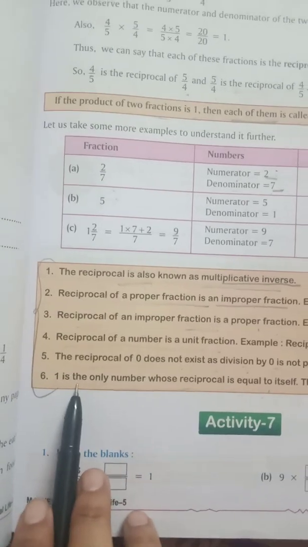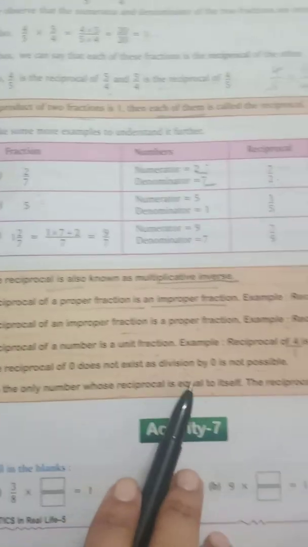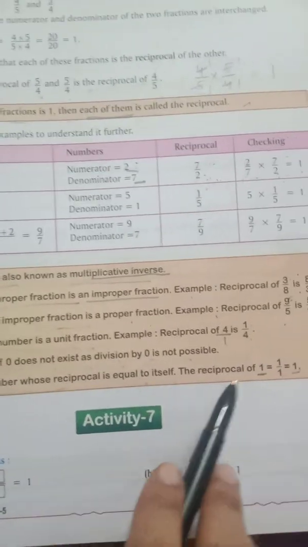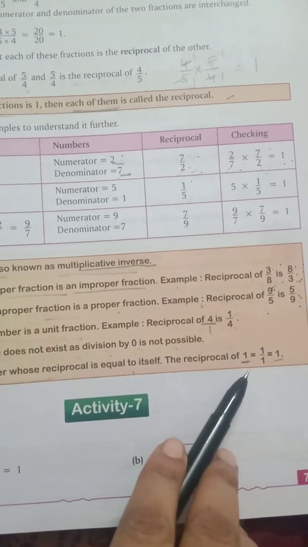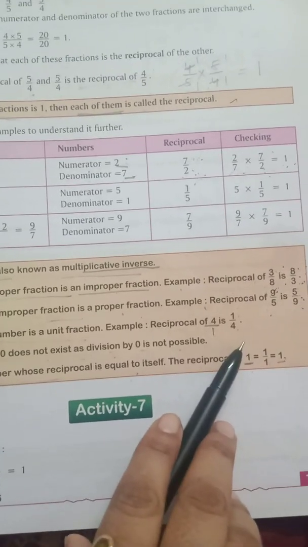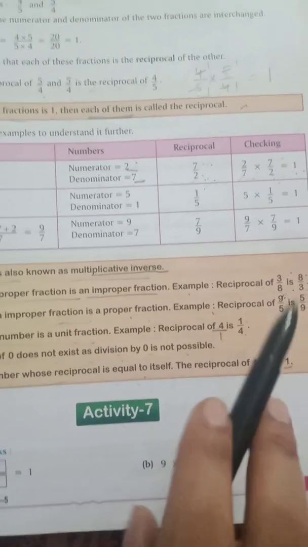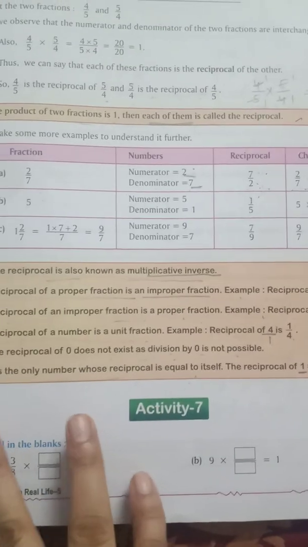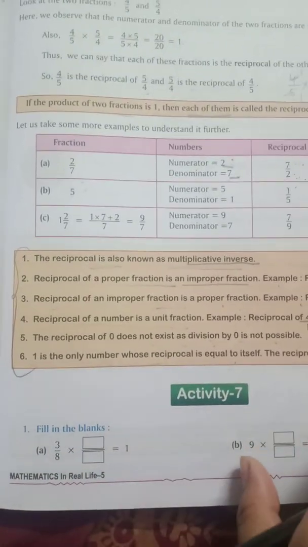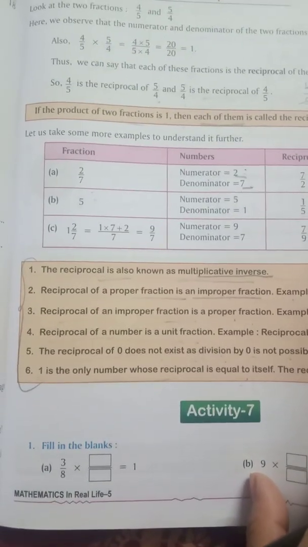So the next point: 1 is the only number whose reciprocal is equal to itself. That means if 1 is there, we can write 1 upon 1, and the reciprocal of it is also 1 by 1. So the answer is 1. That means 1 is the only number whose reciprocal is equal to itself.